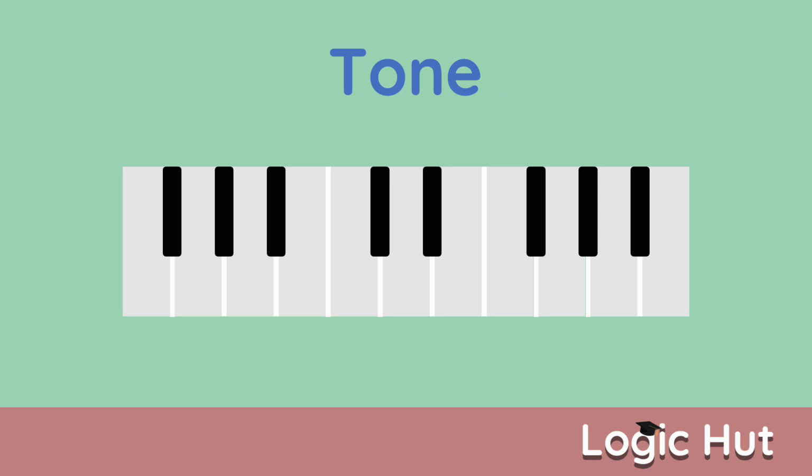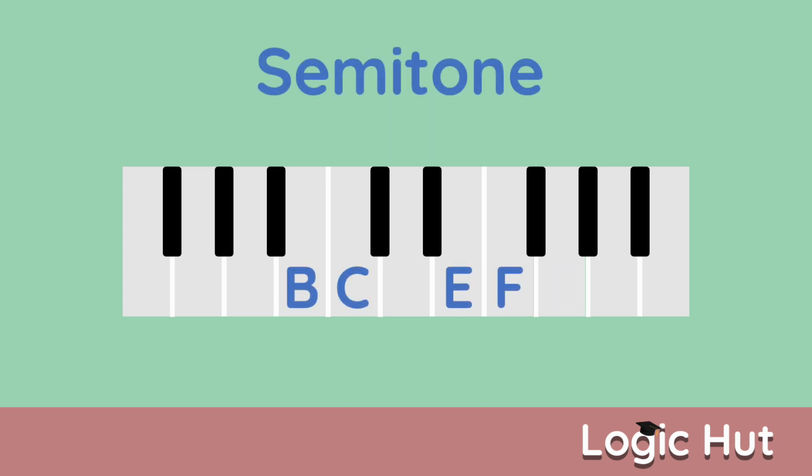An interval of a tone is the distance of two semitones, such as F to G or C sharp to D sharp. The pairs E and F and B and C are semitones, not tones, because there is no black note between them.